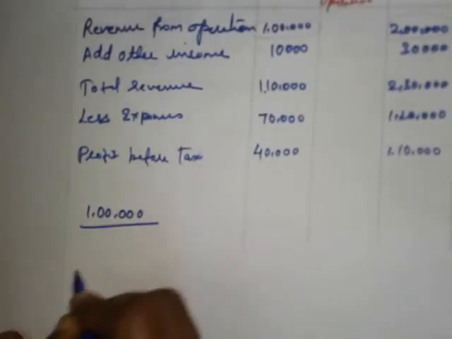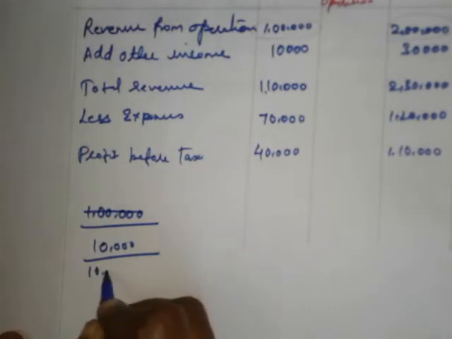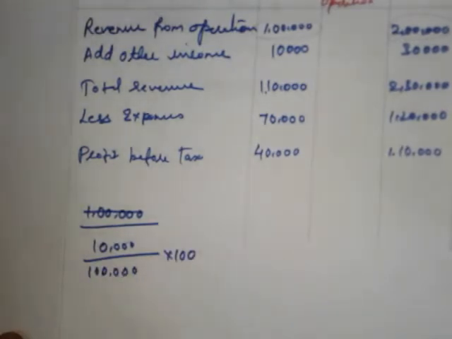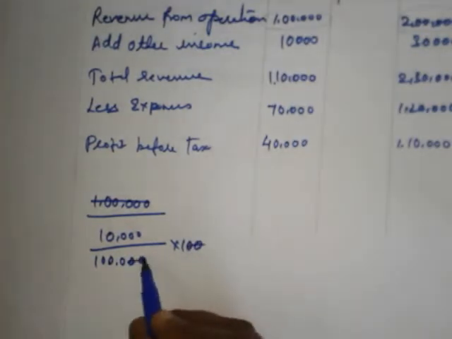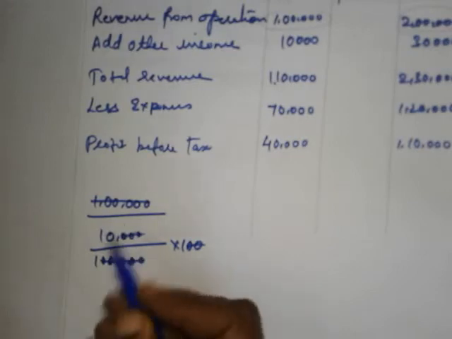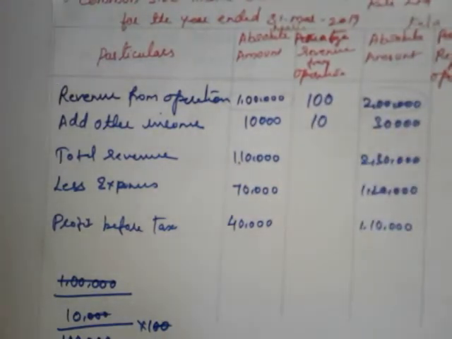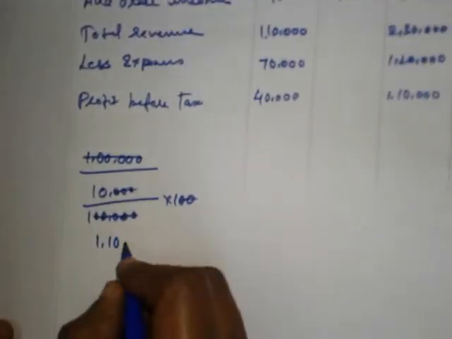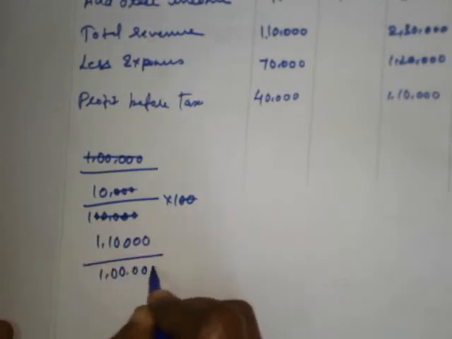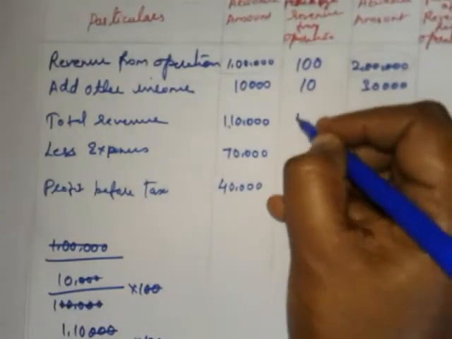Okay, we are doing the sum. Listen here, 10,000 divided by the base, that is 1 lakh, into 100. The answer will be 10. This is the base, so I am writing 100 there. Then total revenue 1 lakh 10,000 divided by 1 lakh into 100, what will be the answer? 110. So I am writing 110.